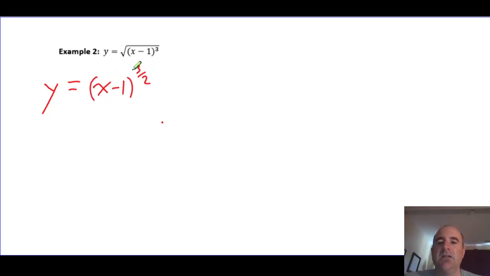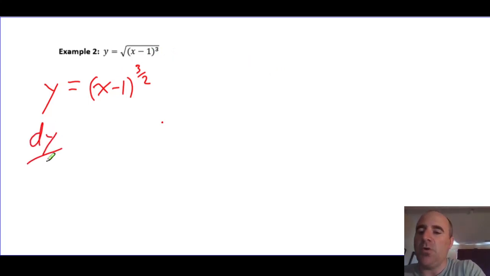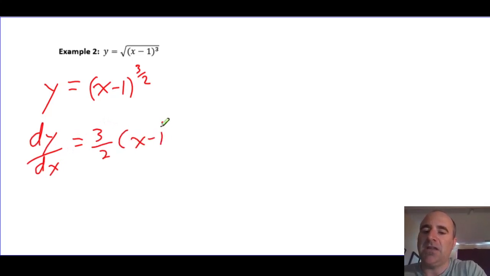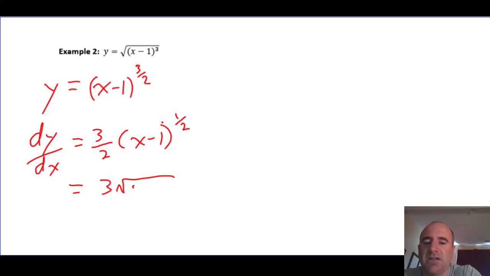Okay, just think of it this way. It's the power of a half, the power of 3 to the power of a half, power of power, you just multiply, 3 halves. So according to our rules, dy by dx would be 3 halves times (x minus 1), and then subtract 1 from 3 halves, and you get a half. We can then go back to our radical form, which says that this is 3 times the square root of x minus 1, all divided by 2. Now notice here we have to multiply by the derivative of what's inside, but the derivative of what's inside is equal to 1. So actually maybe it would be better if we did a different example.